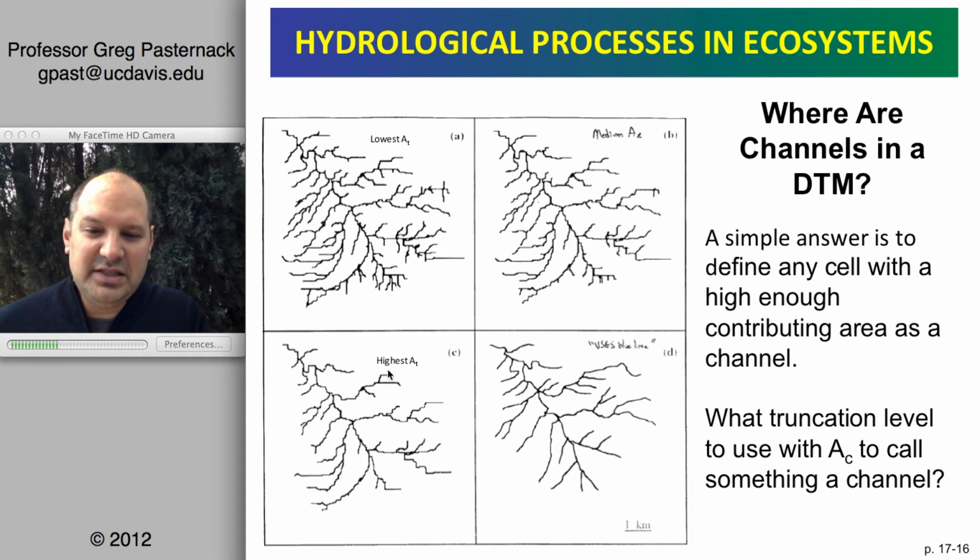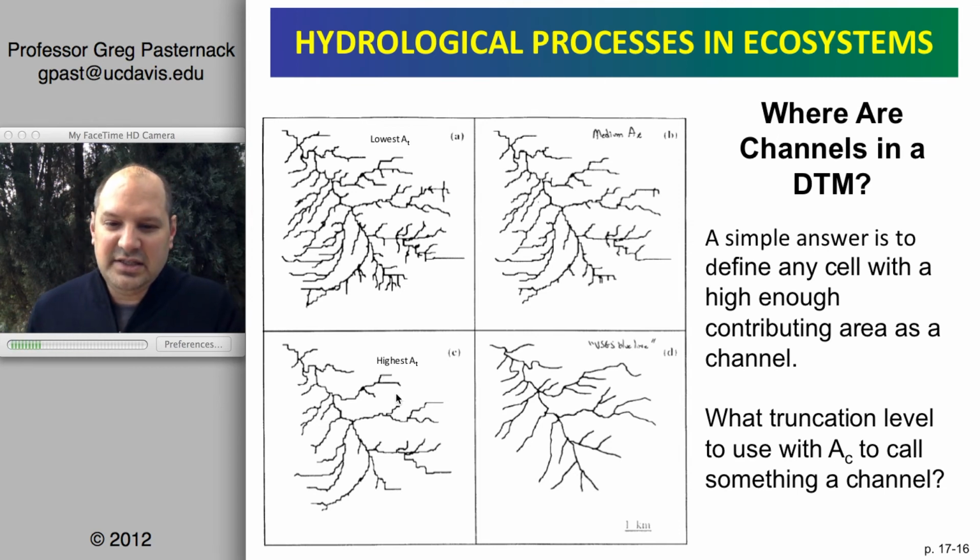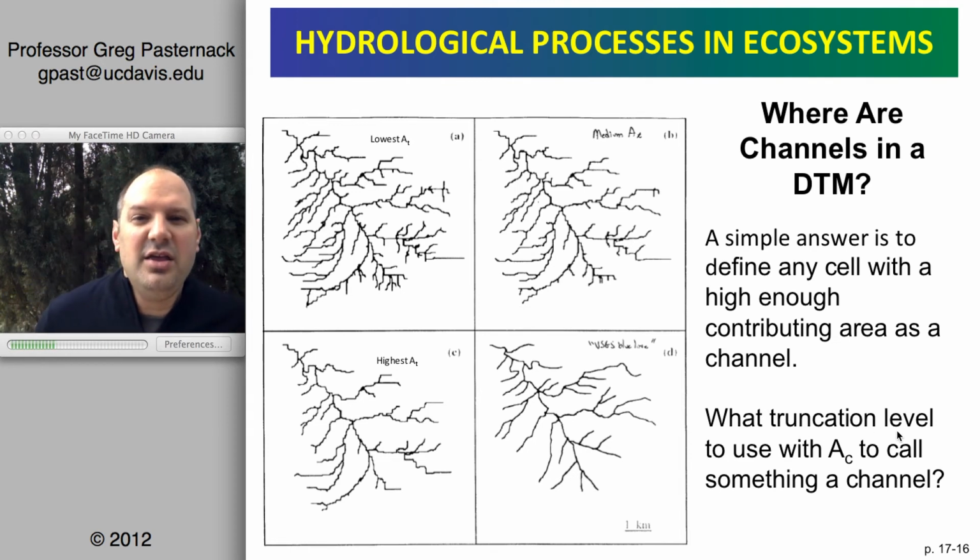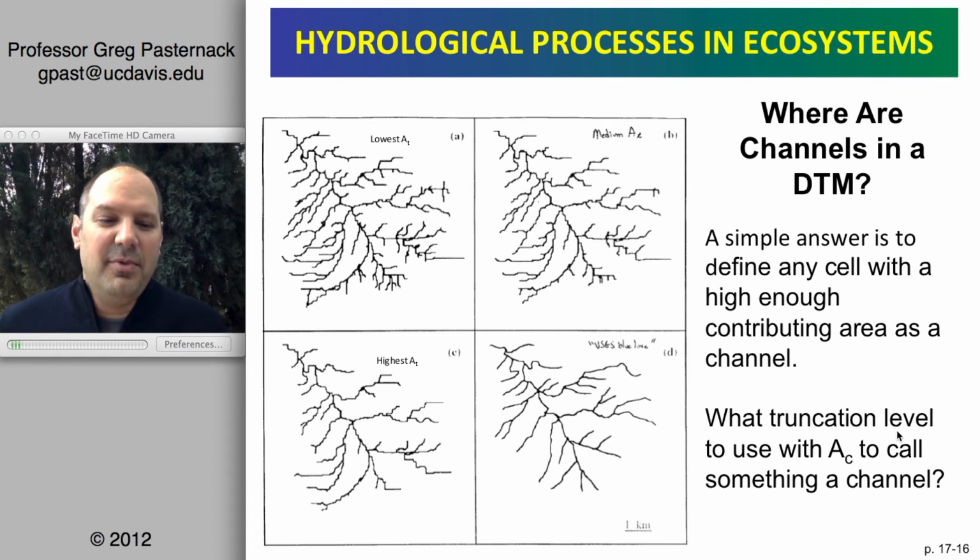So some places it's got more channels that probably shouldn't be there, and in other places it's not going as far as it should. So we use this term truncation level to represent the contributing area number, that if you have more contributing area than that, you are in a channel, and if you have less, then you're not.